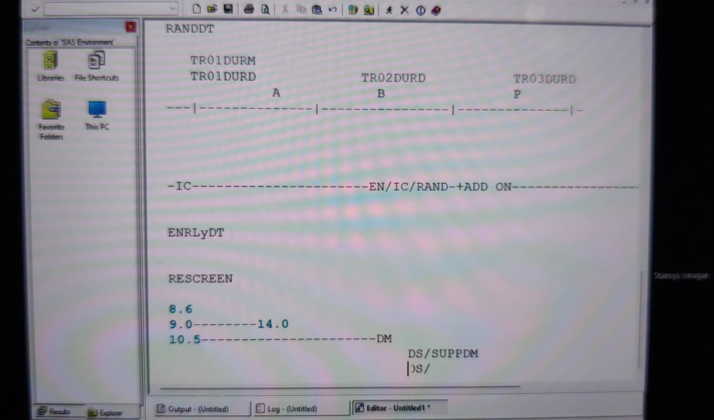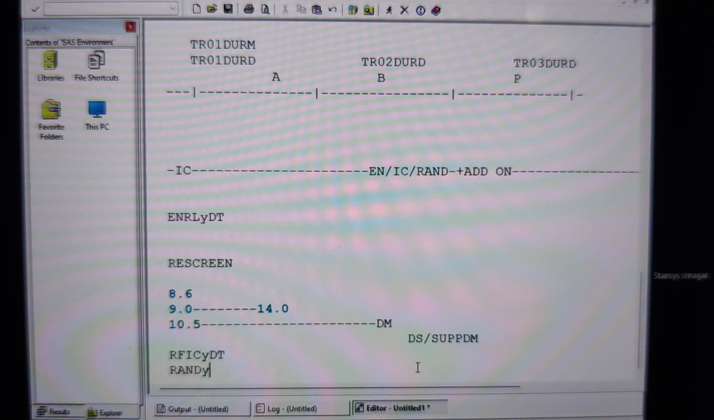So we are going to have multiple enrollments, so then we are going to have multiple informed consent dates, RFICDT, and then what is the next variable that we are going to have? Multiple randomizations will also be present, so we are going to have RANDDT, randomization date.